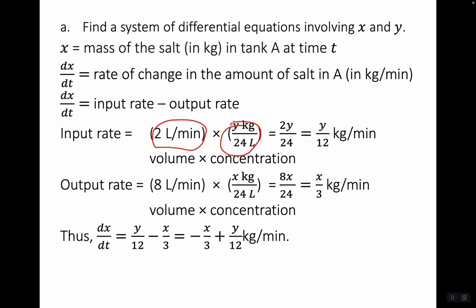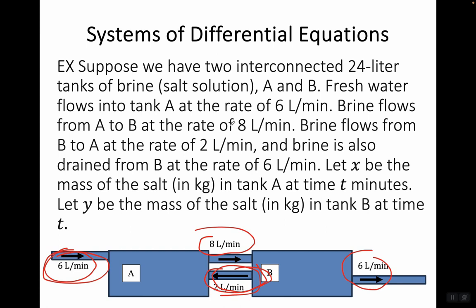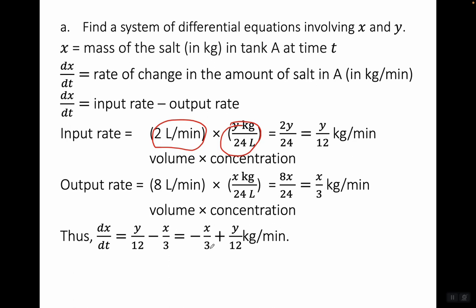The rate at which salt is leaving tank A, the output: again, the volume is going to be 8 liters per minute. That's the rate at which brine is flowing out of tank A into tank B. And the concentration of salt in tank A is X kilograms over 24 liters. When we multiply that out, we get 8X over 24, or X over 3. So dx/dt is going to be the input minus the output. It's Y over 12 minus X over 3, or if we put the X first, it's negative X over 3 plus Y over 12 kilograms per minute.